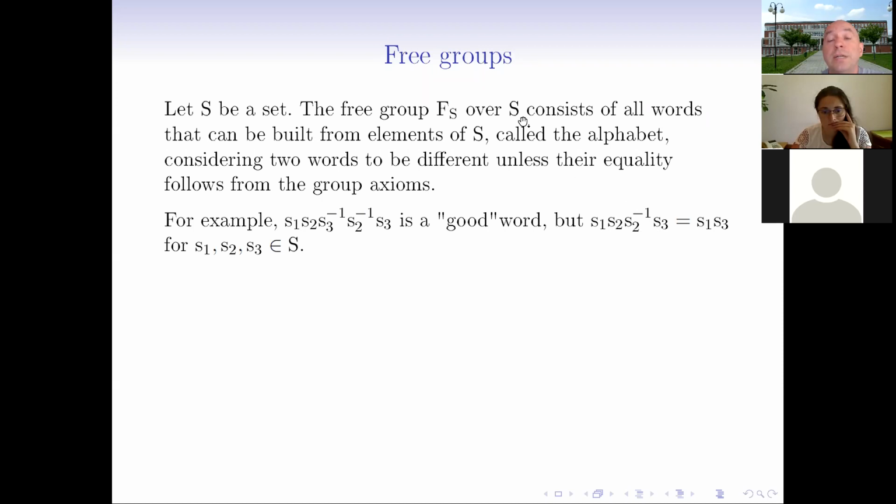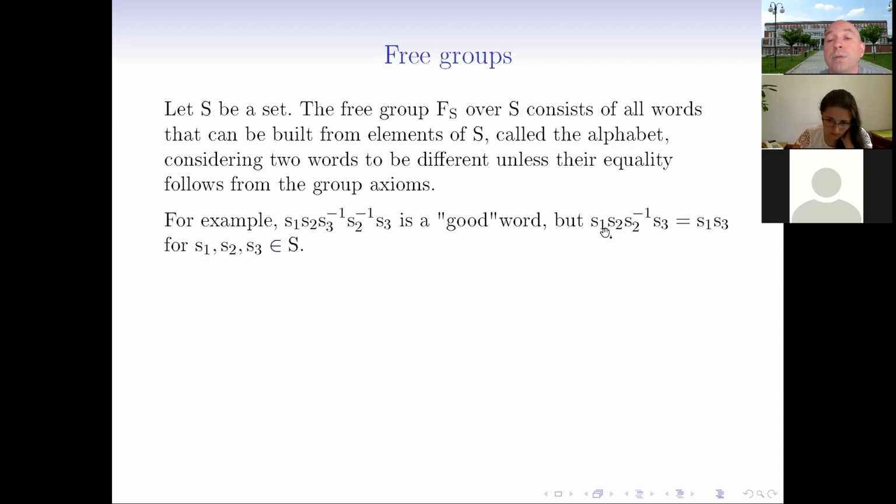We take elements of S, and to make it into a group, we also should invert them somehow. So S2 inverse is also an element in Fs. But now we know that by the group law, the group multiplication must be associative. So we can first multiply S2 with S2 inverse, and by the definition of the inverse, it's identity. So it's S1 cross S3. It means that this word, which is on the left-hand side, can be shortened and simplified.